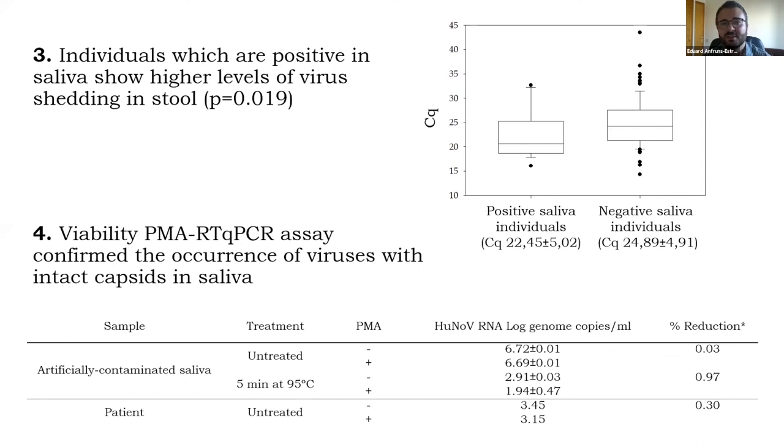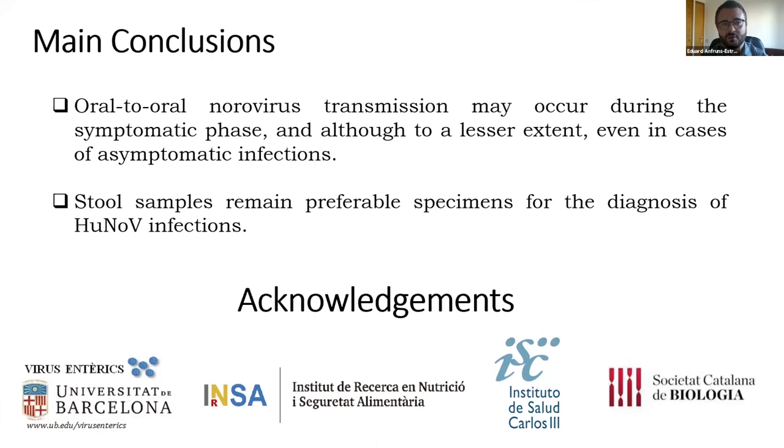The third result was that individuals who are positive in saliva show significantly higher levels of norovirus shedding in stool compared to those who are negative. And finally, the last and most important result is that after performing a PMA viability assay, we confirm that there are viruses with intact capsids in saliva. So this could indicate that they are capable of infection. The main conclusions are that oral-to-oral norovirus transmission may occur during the symptomatic phase, and although to a lesser extent, even in cases of asymptomatic infections. Stool samples remain the preferable specimens for the diagnosis of human norovirus infections.